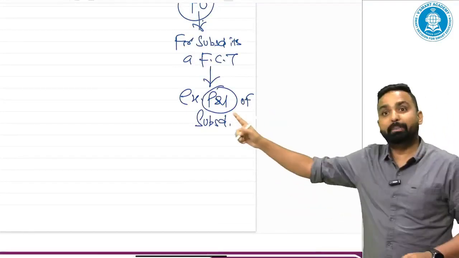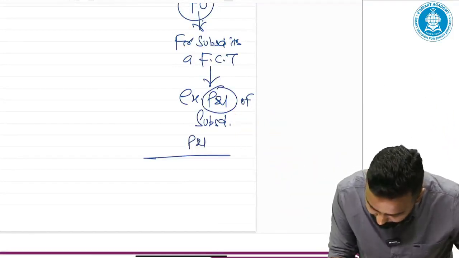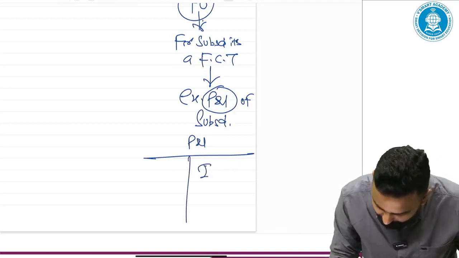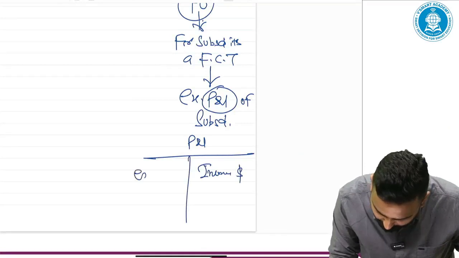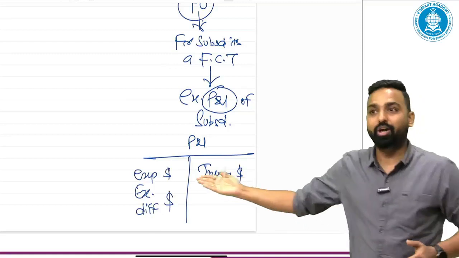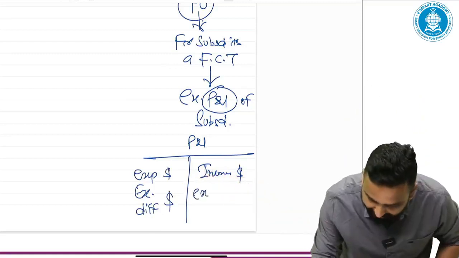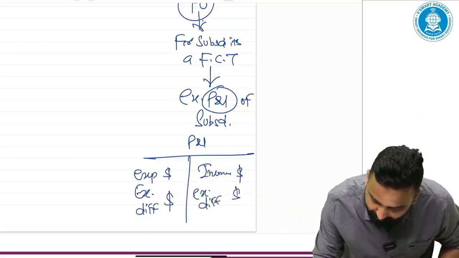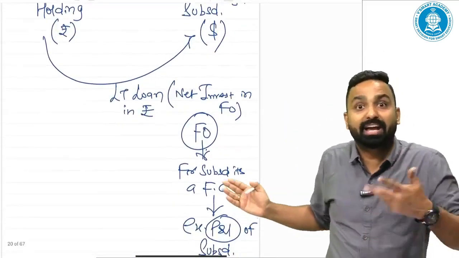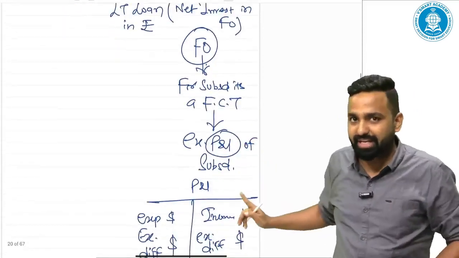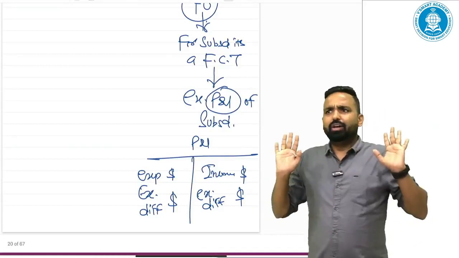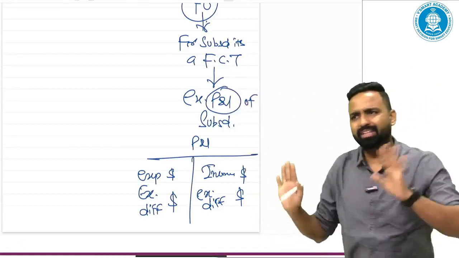And if it is transferred to the P&L of the subsidiary, look at the P&L. The incomes are in dollar, the expenses are in dollar, and the exchange difference, suppose it is a loss, is also in dollar. So technically the subsidiary has taken a loan. This loan for the subsidiary is an FCMI and translated at closing exchange rate. The exchange difference will be transferred to the P&L of the subsidiary. This is not tough. Don't worry. Now everything is going well.